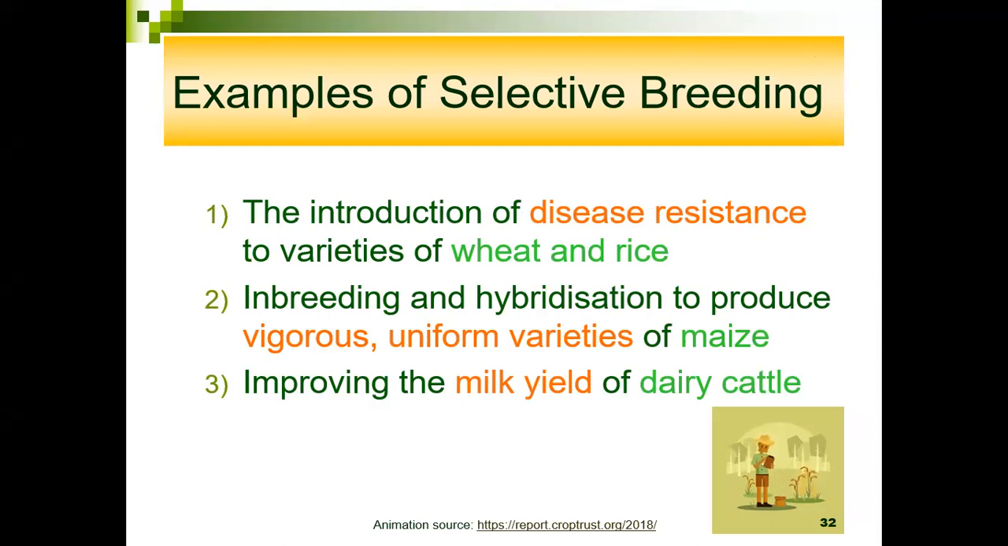Wheat is for Western countries. So number 2, inbreeding means you do selfing, right, for 6 to 7 generations, and then you do hybridisation. That means outbreeding to produce vigorous uniform varieties of maize. Then number 3 is improving milk yield of dairy cattle. So this is a very interesting one.